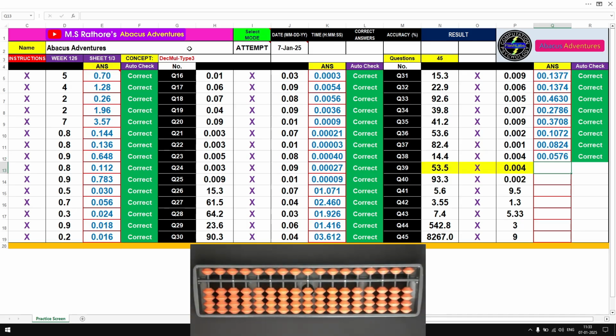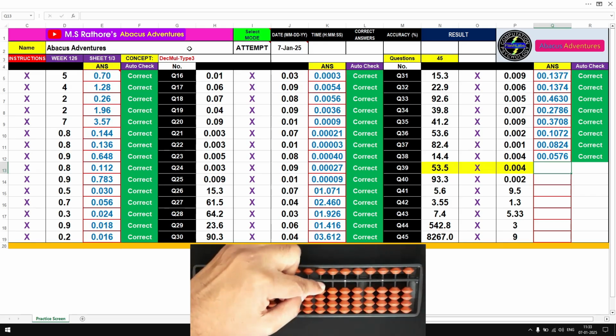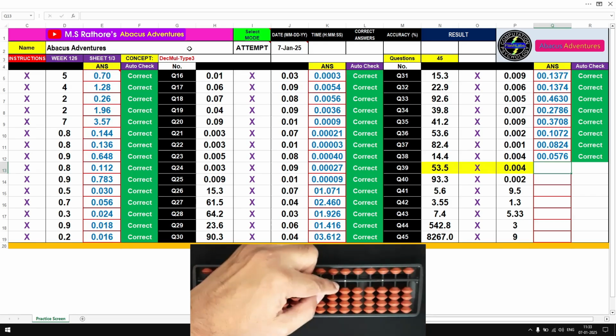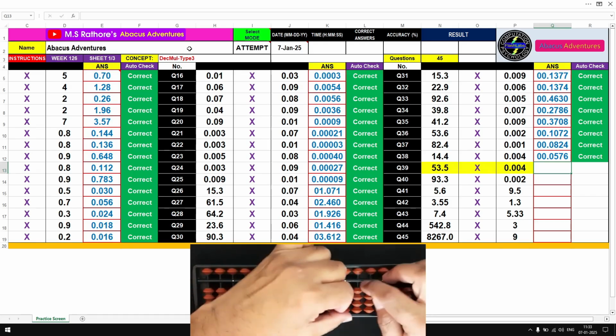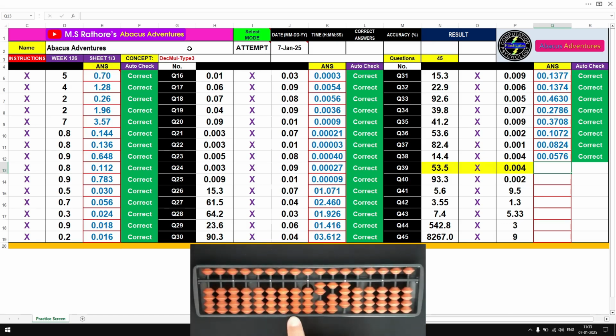Question number 39, 53.5 multiplied by 0.004 beginning from rod number 0. 4 5s are 20, 4 3s are 12, 4 5s are 20, and the answer is 00.2140.